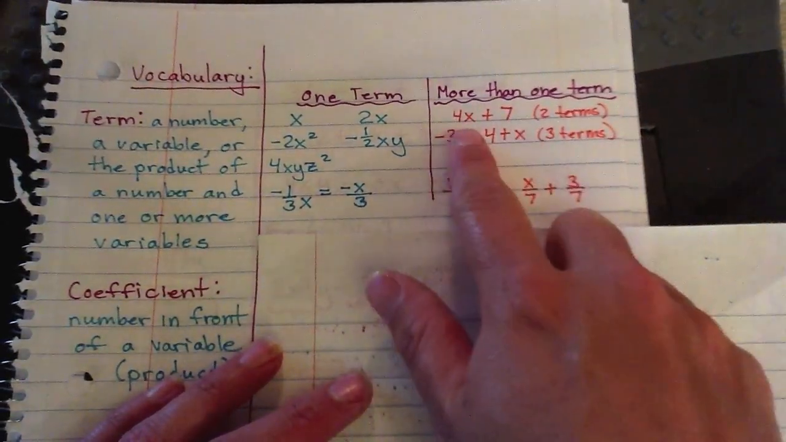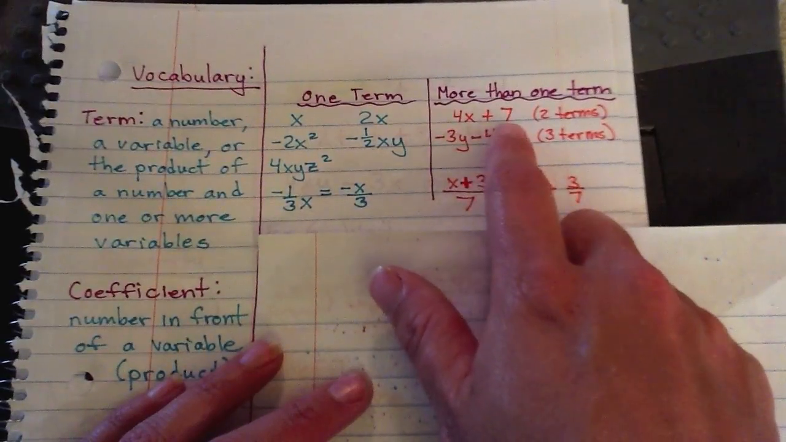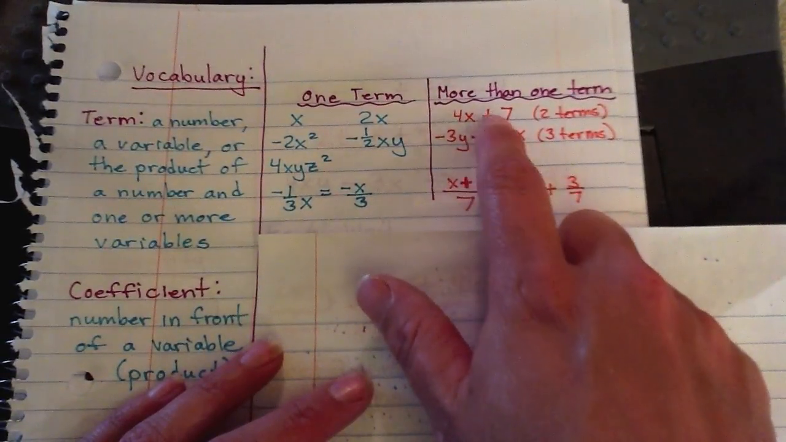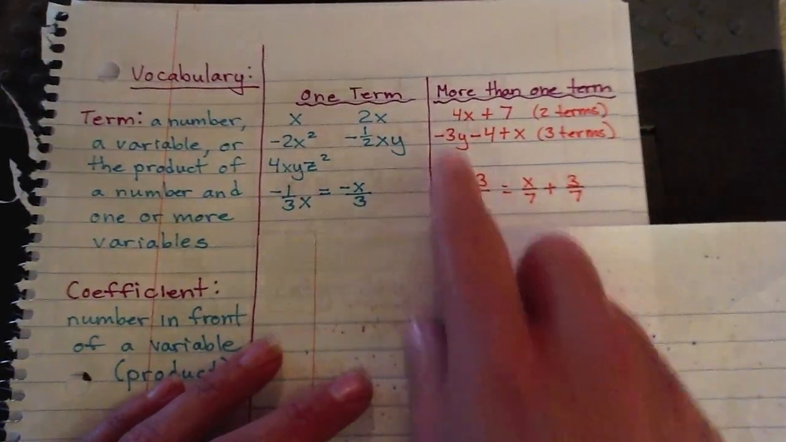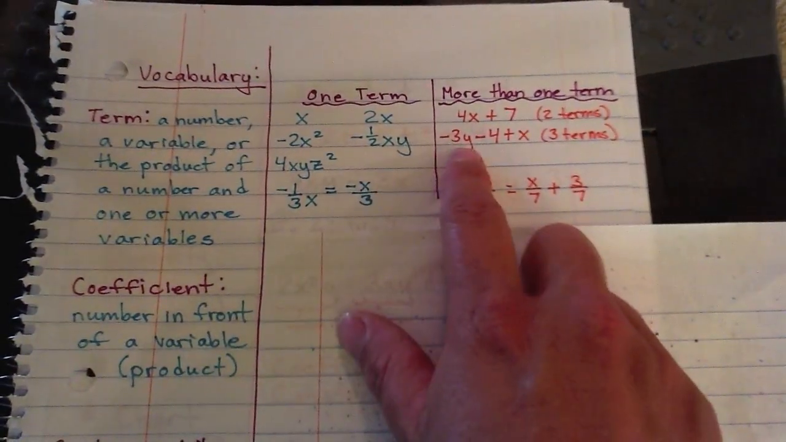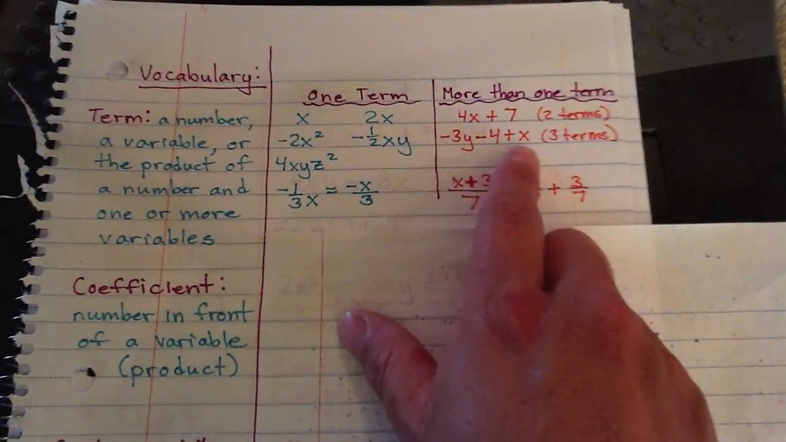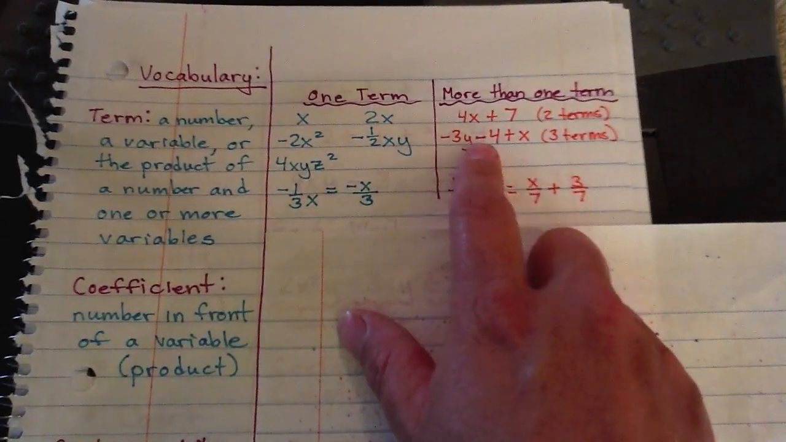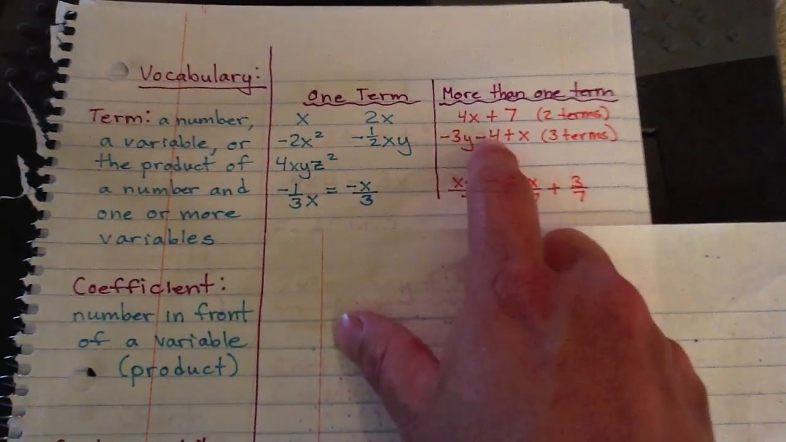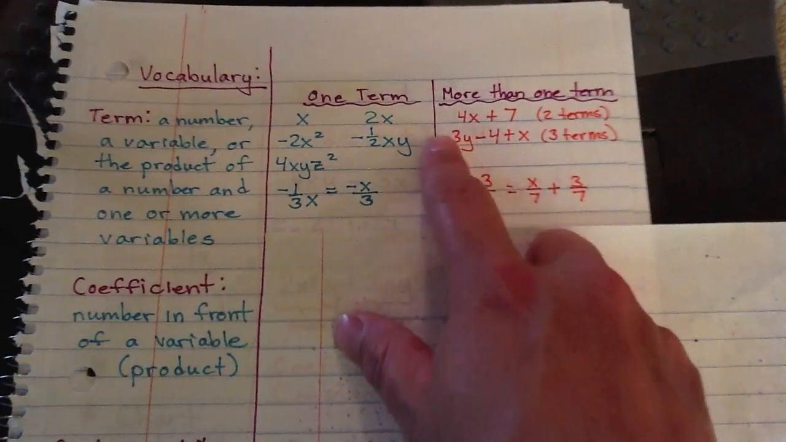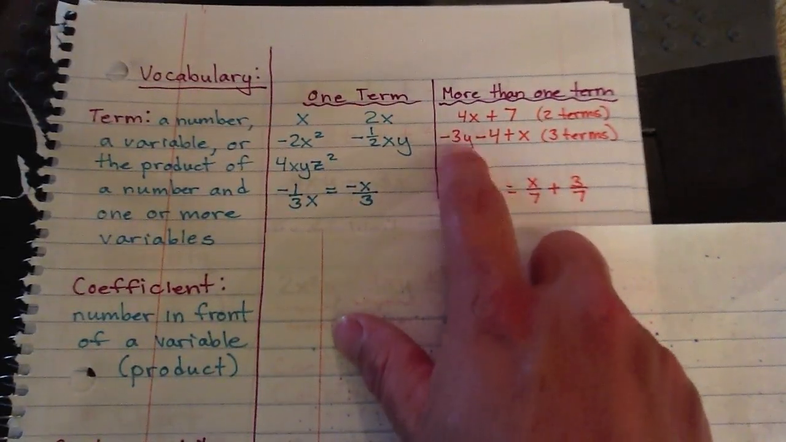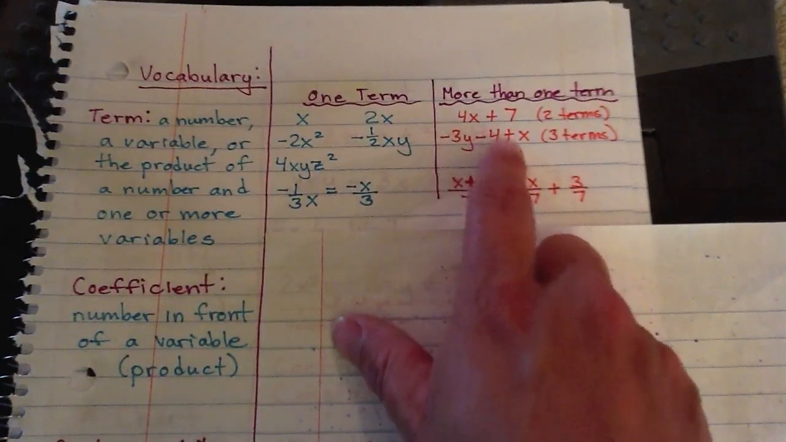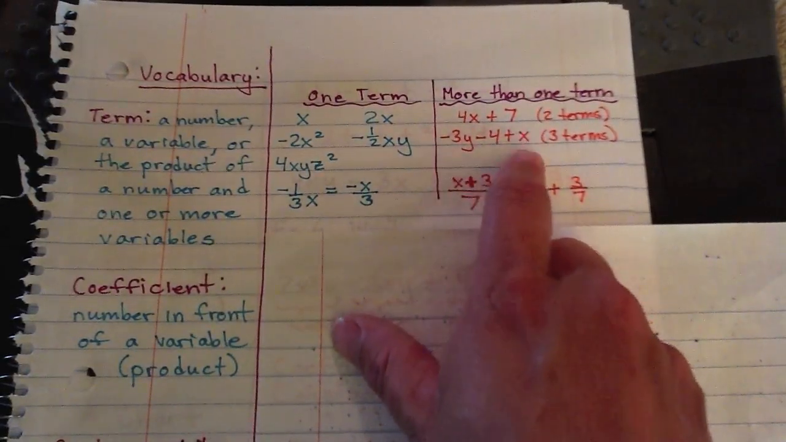Notice 4x is a product plus 7. As soon as you have addition or subtraction, now you have more than one term. So there's 2 terms. Here you have negative 3y subtracting 4 plus x. If this subtracting 4 here had parentheses around it, that would all be multiplication. But with no parentheses there, this is subtracting 4. So we have a term, negative 3y, a term, negative 4, and a term plus x.